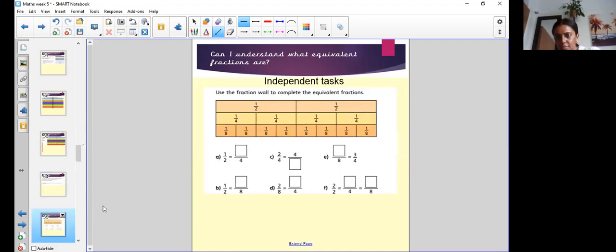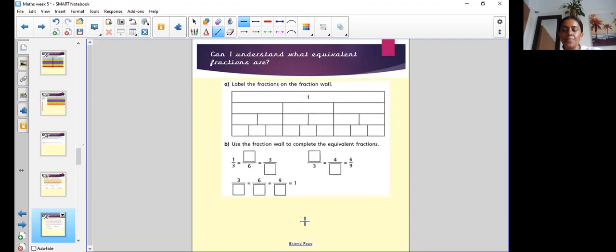Okay, so here are your independent tasks to complete for today. It says use the fraction rule to complete the equivalent fraction. You've got 6 questions on here. See if you can use the fraction rule to complete the questions to see what goes in what box. So have a go at doing those at home.